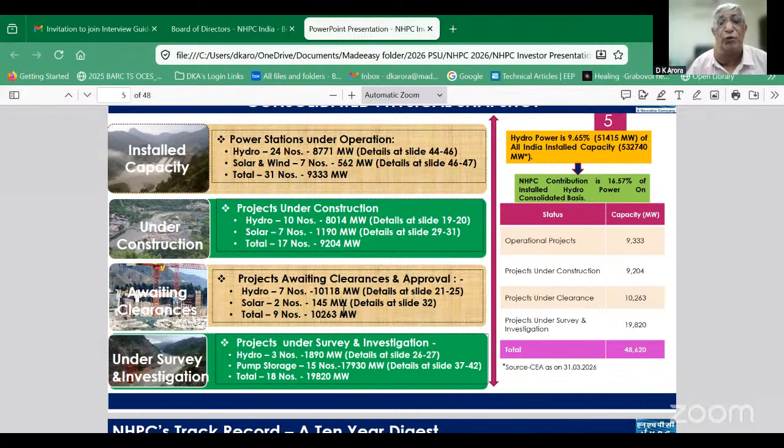Don't worry, they are not going to ask you about these details. The two numbers that you need to remember, one is 8,771 megawatts hydro capacity, which is at present operational as on 31st of May 2026, and 562 megawatts of solar and wind capacity, which is again as on 31st of May, right? The total of these two figures is 9,333 megawatts. Okay.